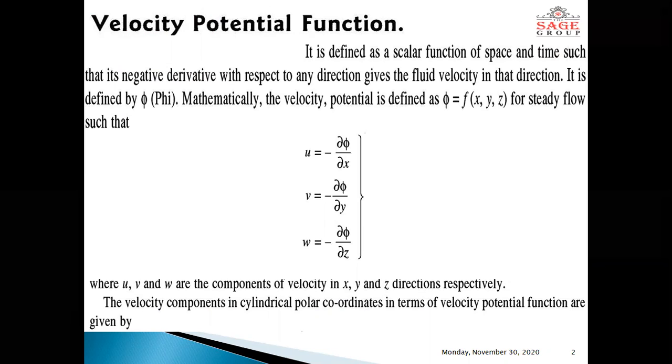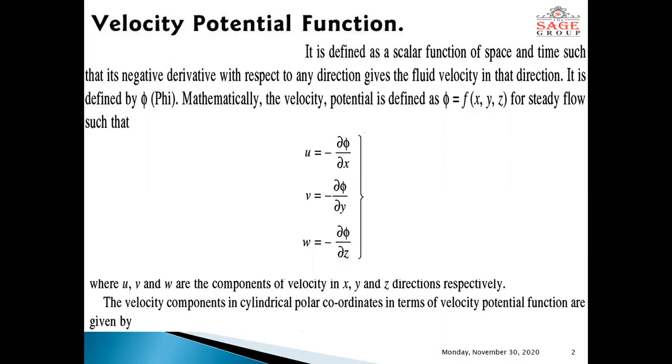Mathematically, the velocity potential is defined as phi equal to a function of x, y, z for steady flow, such that u equals minus del phi upon del x, v equals minus del phi upon del y, and w equals minus del phi upon del z, where u, v, and w are the velocity components in x, y, and z directions respectively.